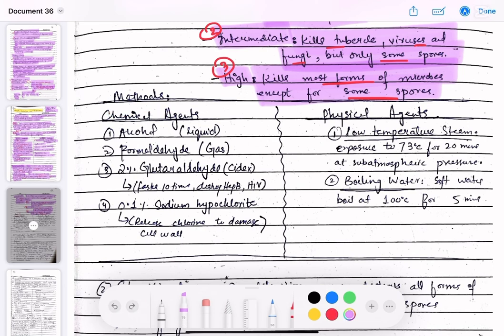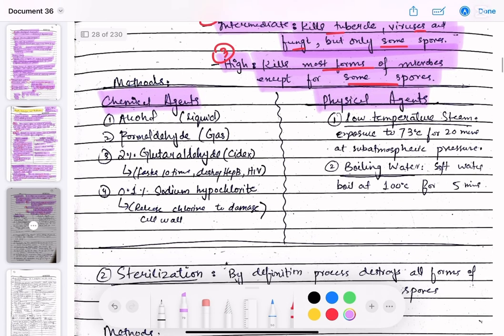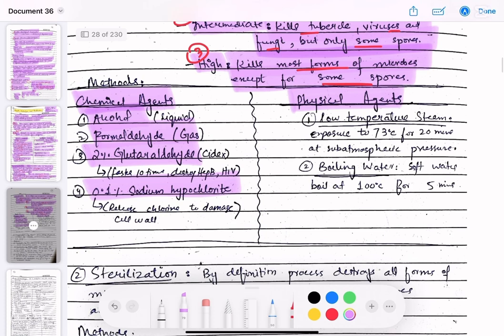Now methods. The methods of disinfection are chemical agents and physical agents. The chemical agents are alcohol, formaldehyde, 2% glutaraldehyde, and 0.1% sodium hypochlorite, which destroys hepatitis B as it releases chlorine to damage the cell wall. For physical agents, we have low temperature steam, exposed to 73 degrees C for 20 minutes at sub-atmospheric pressure, and boiling water, soft water boiled at 100 degrees C for 5 minutes.